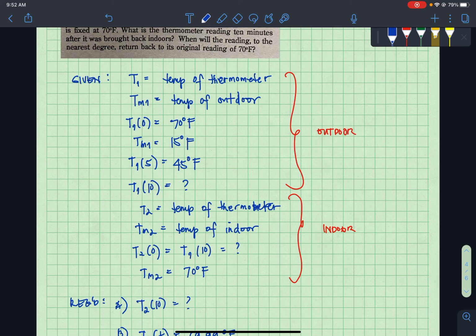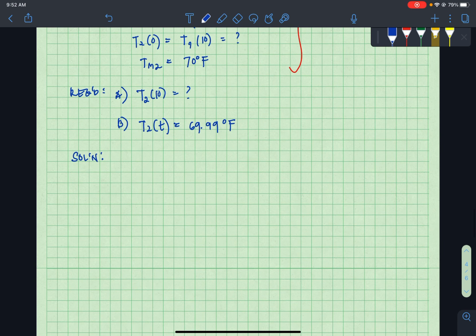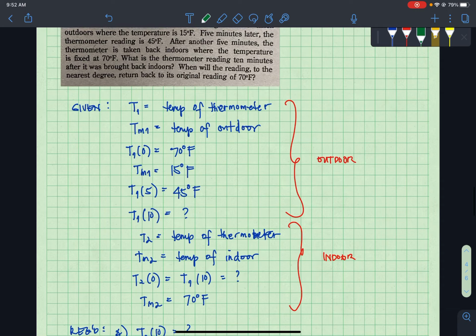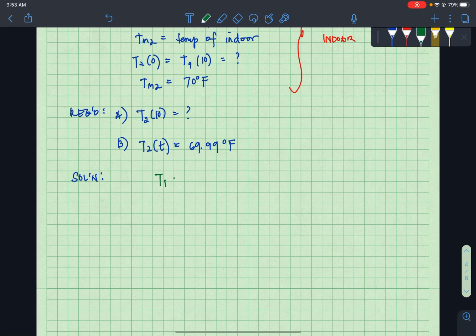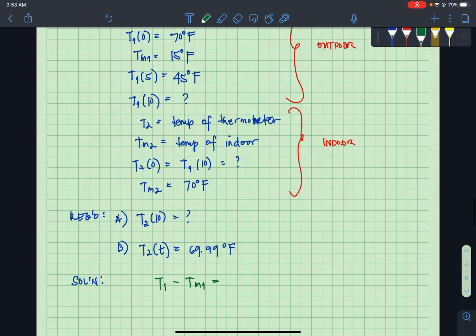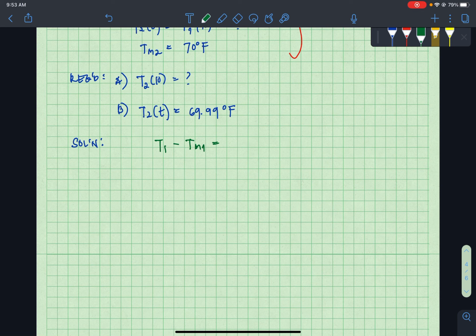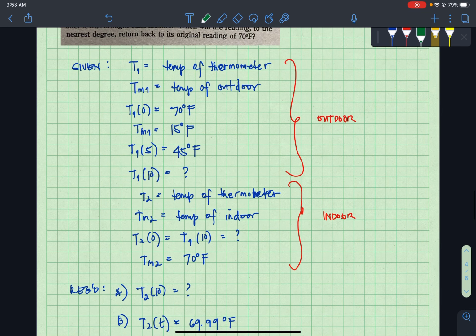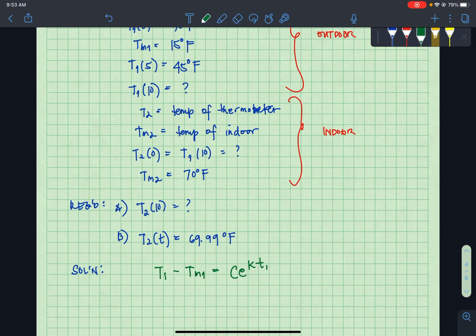So this is what is due with this problem. There is a change in the environment. From the original one, where it was exposed to outdoor, it was then taken back inside, so indoor. To solve this one, we'll be using the same formula, but we'll start with outdoor. So that would be T1 minus Tm1 is equal to, pertaining to indoor as 1, C e to the K T1. Take note here that the arbitrary constant usually changes.